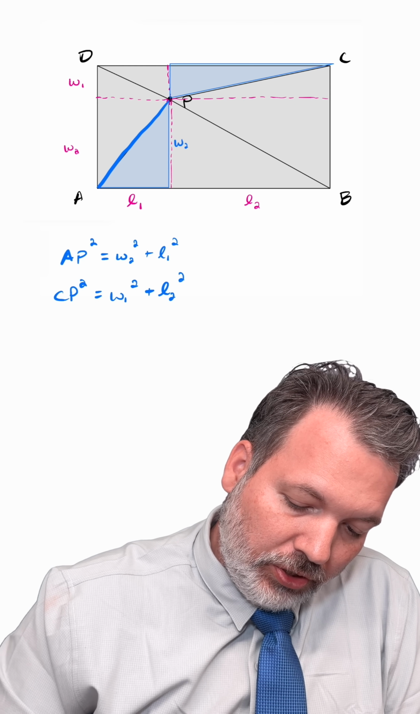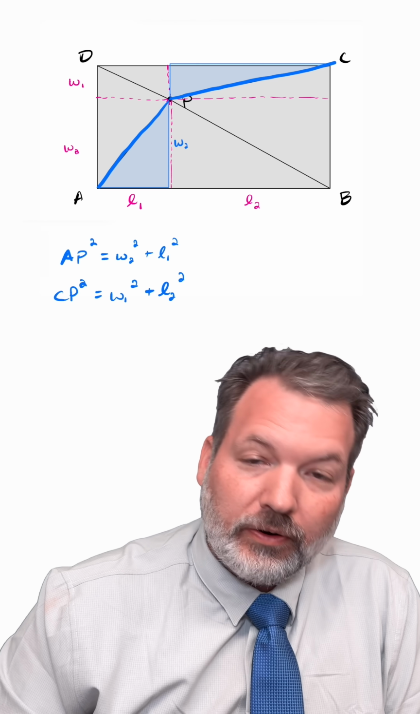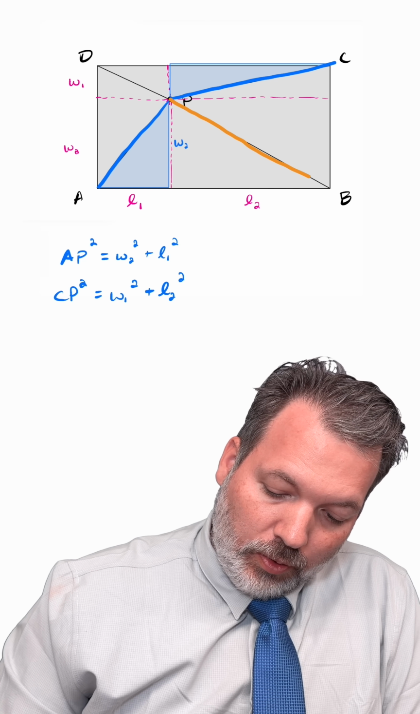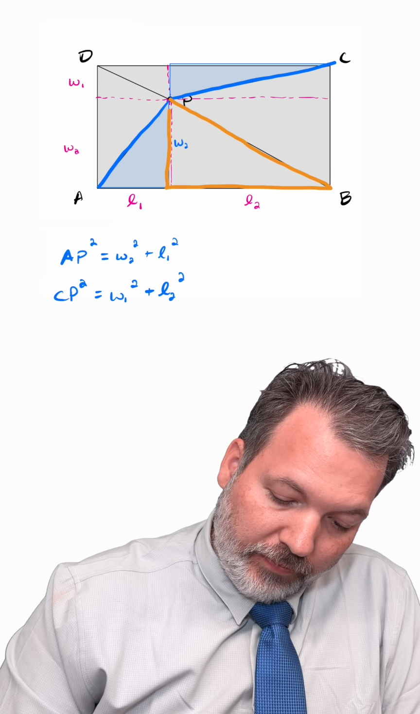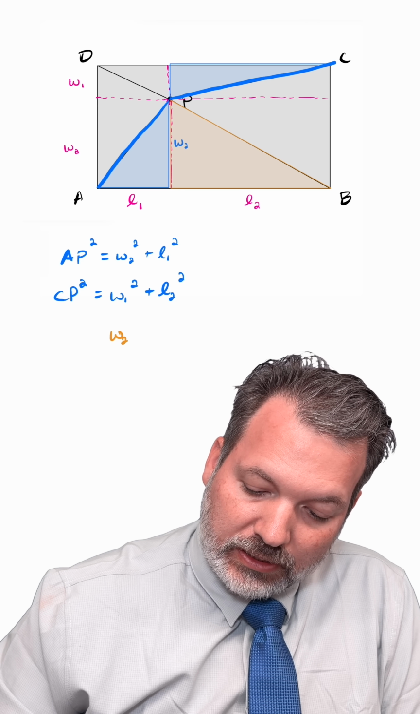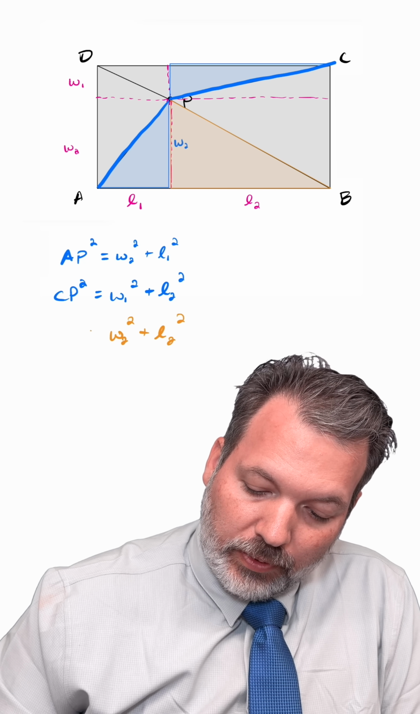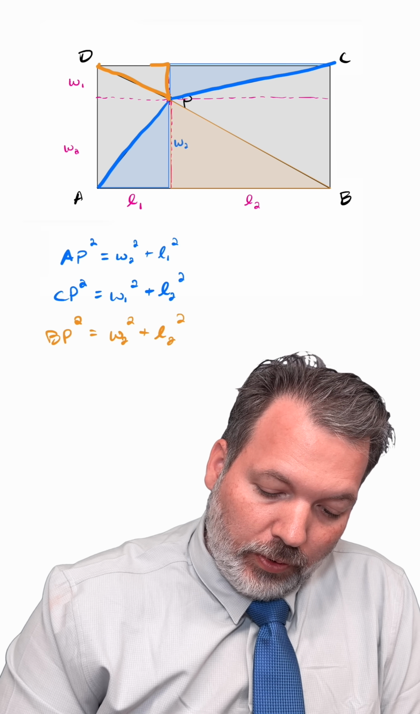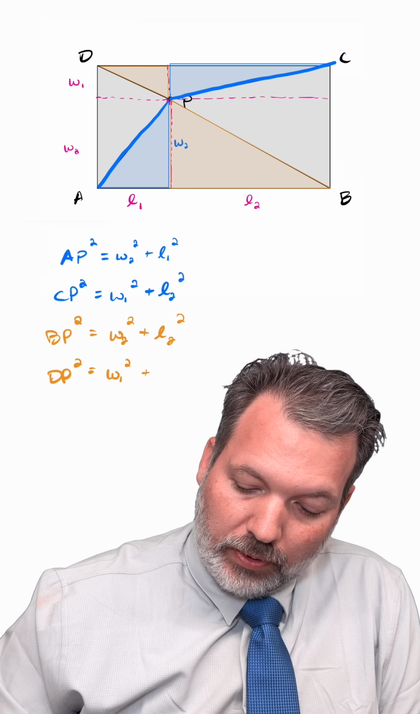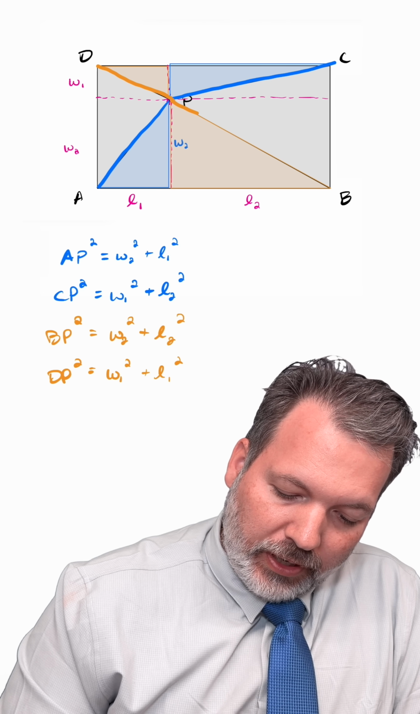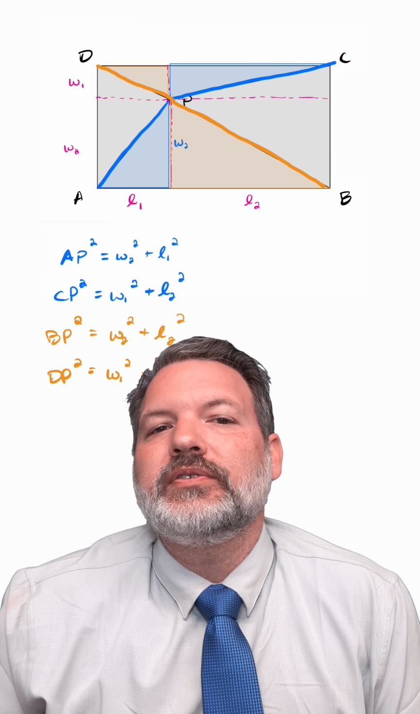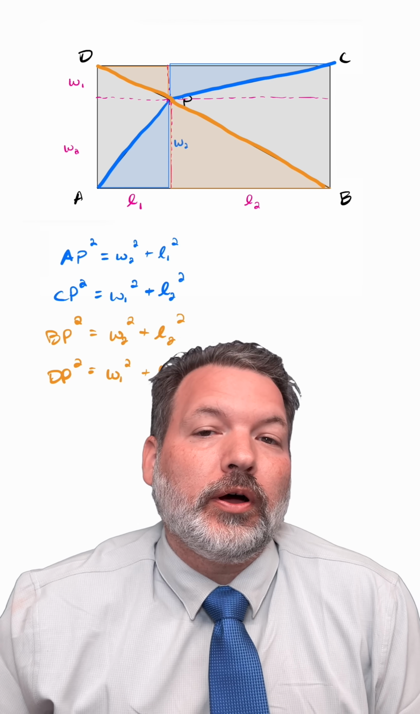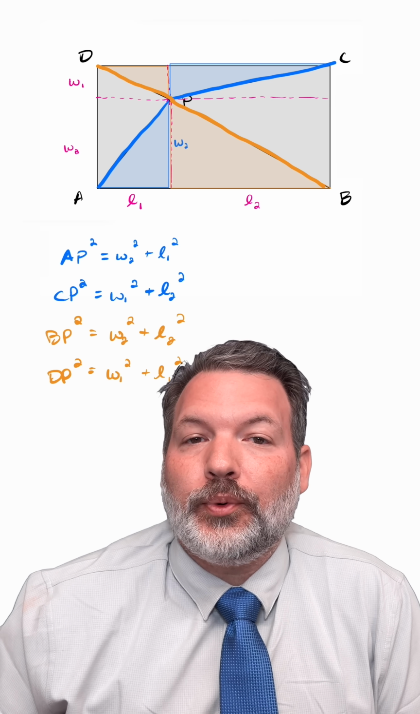This means we now have two of our different lengths. We only need to figure out two more. Let's do that same thing with BP, for example, which is going to come from this right triangle, which has its legs W2 and L2, and so we can say that BP squared is equal to W2 squared plus L2 squared. And then finally, opposite that, we're going to figure out the square of DP, which is going to come from W1 squared plus L1 squared. So at this point, I have all four of those kind of diagonal-like objects, those lengths drawn from the corners of the rectangle to that point P in the middle.